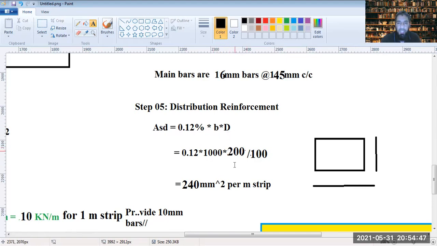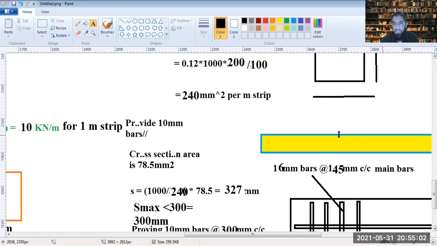So this is b, and D is 200, the overall depth of the slab that we have taken, divided by 100 because this is in percent. So we are getting 240 mm square per meter strip. Now per meter strip along this direction, you need to provide the distribution reinforcement.